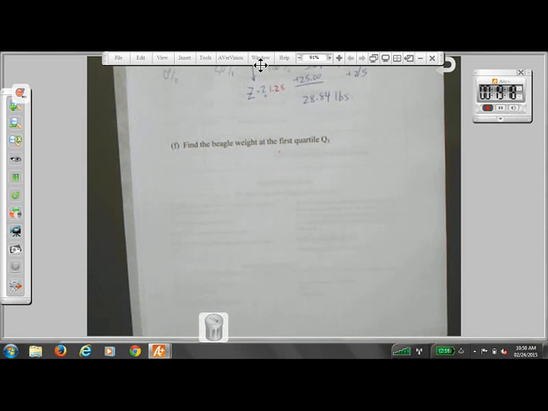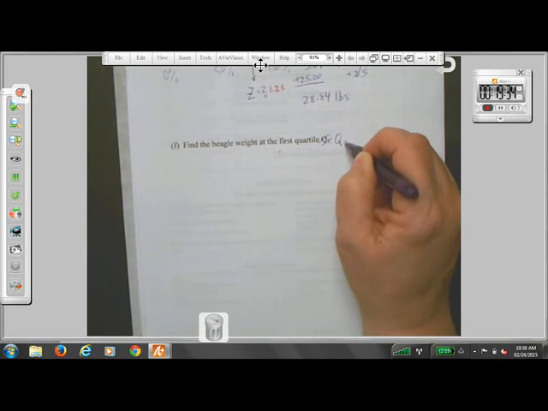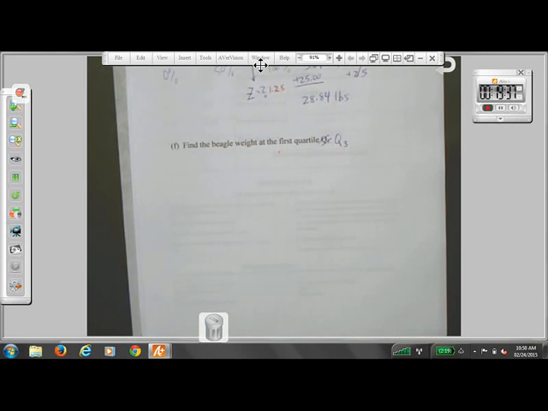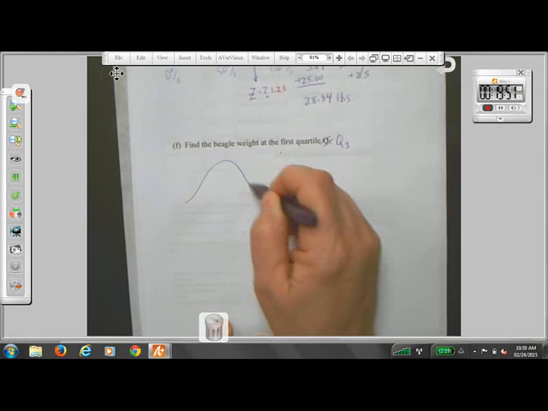Okay, so the last one. I'm going to make a change to this last question. I say find the beagle weight at the first quartile, but instead of asking for the first quartile, I think I'll ask for the third. Okay, third quartile. Now, whenever you are finding an actual weight or an actual number in the data set, and you're given a percentage, and that's what a quartile is, it's a percentage, you have to do the curve first. That's the first step.